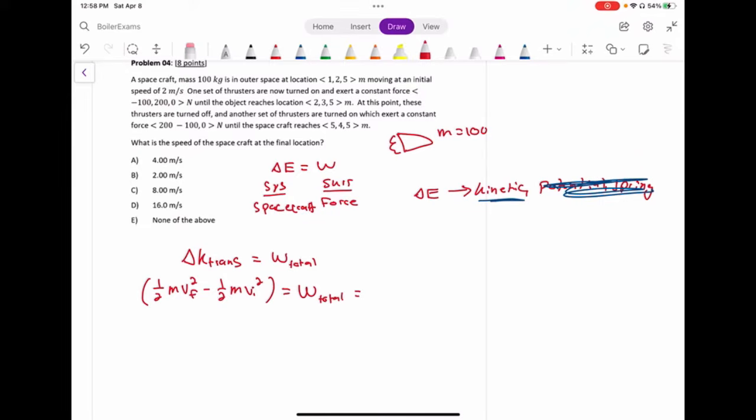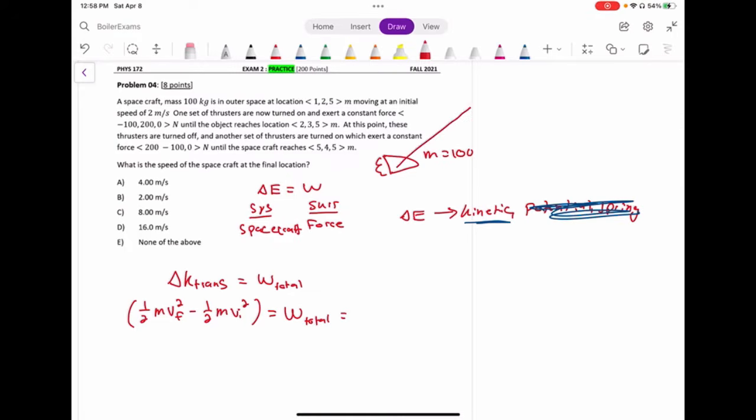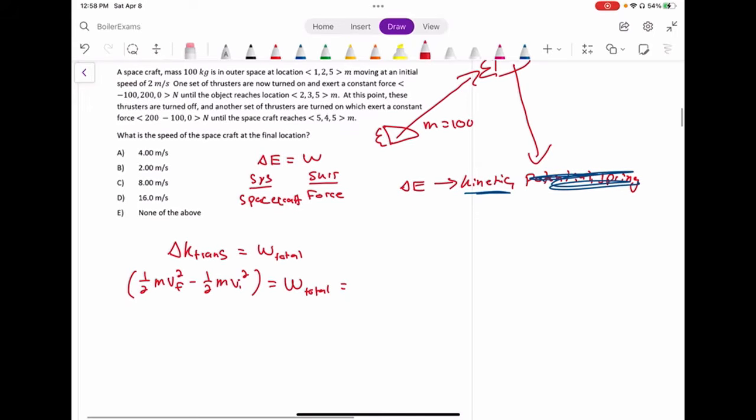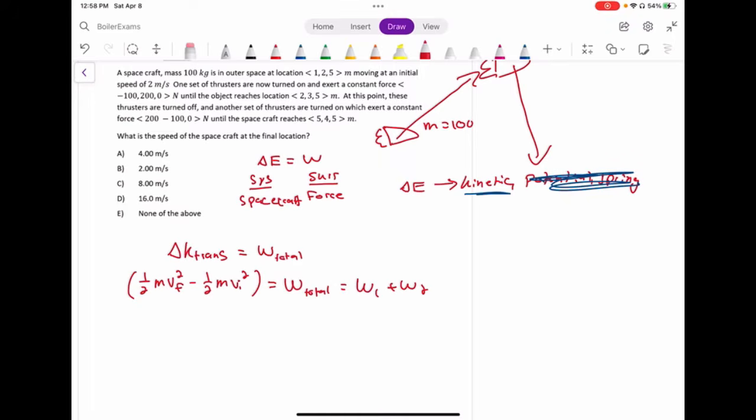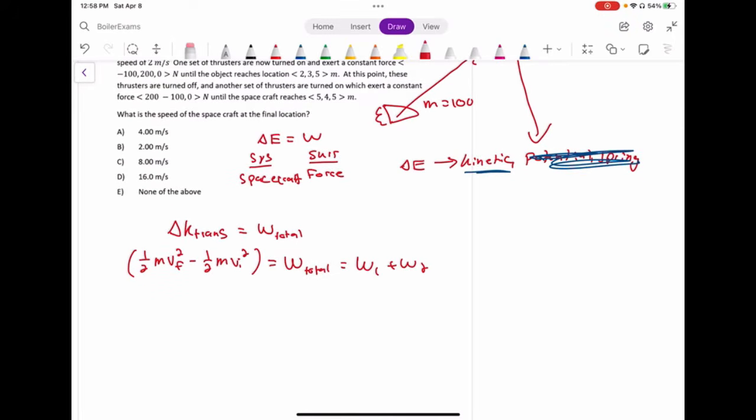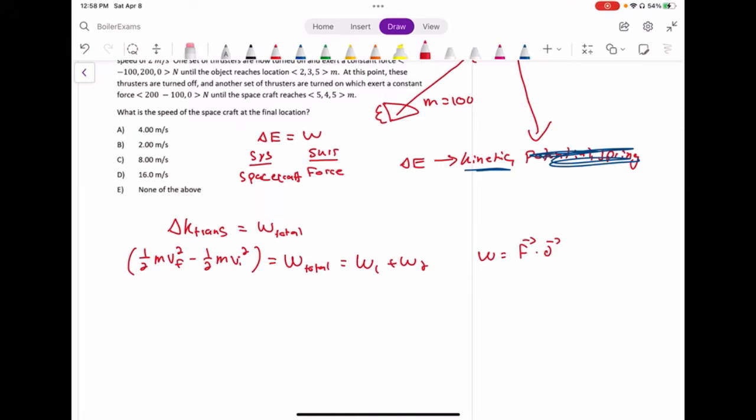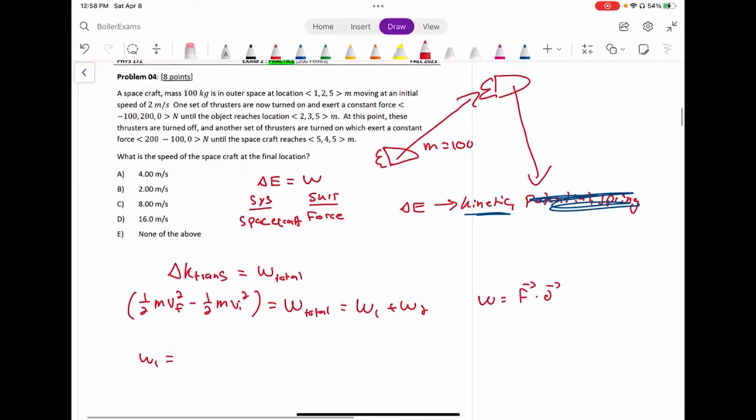The reason being, we're going to want to sum the two different works. So let's say the thrusters turn on initially, and then it takes our spaceship over here, and then a different set of thrusters is going to be turned on, and it's going to be down there. We can calculate the total work by simply adding up these contributions. So let's call that work 1 and then work 2. And we also know that work is equal to the dot product of force and distance. There we go. So let's calculate each one of these first. Work 1.